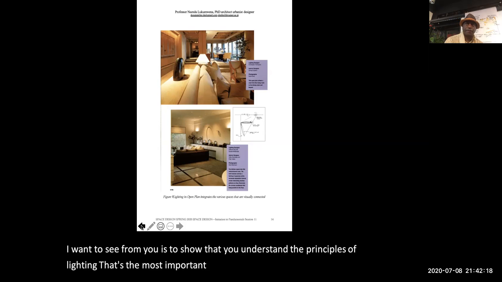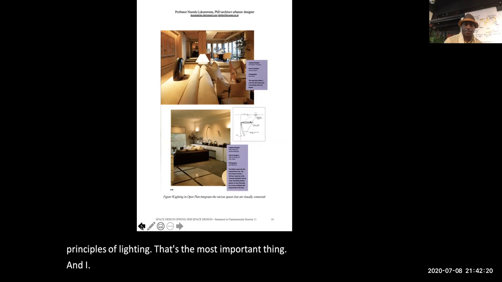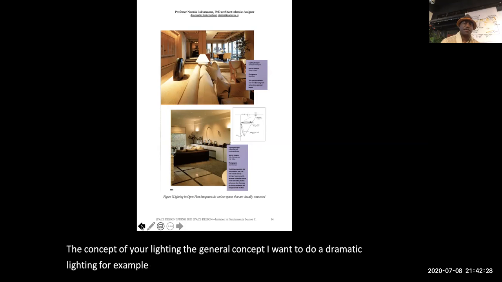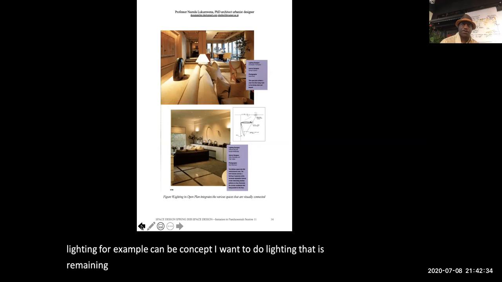And the concept of your lighting, the general concept. I want to do a dramatic lighting, for example, can be a concept. I want to do lighting that is reminiscent of Japanese style. I want to do a modern light type. I want to do more classical. So it's up to you.